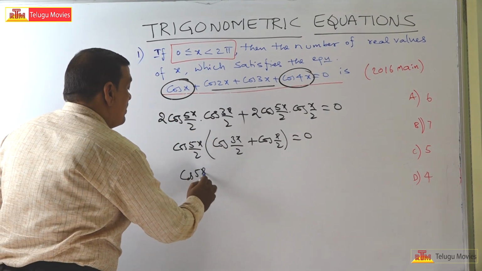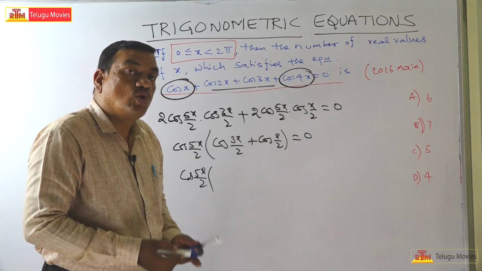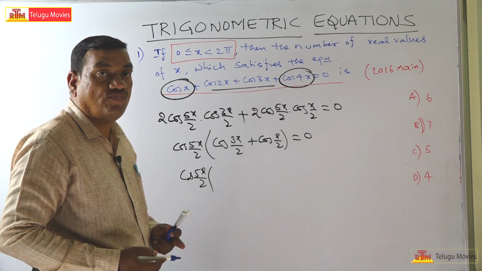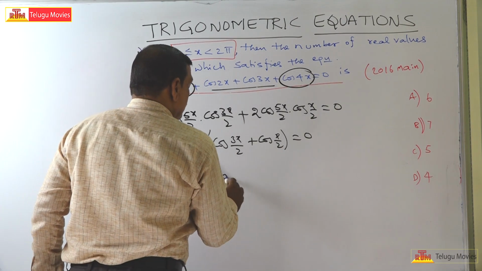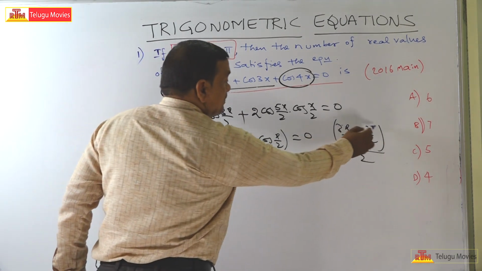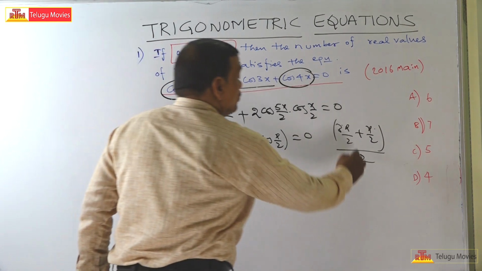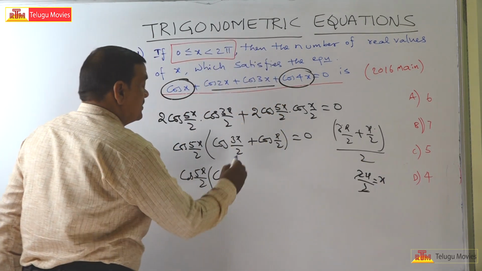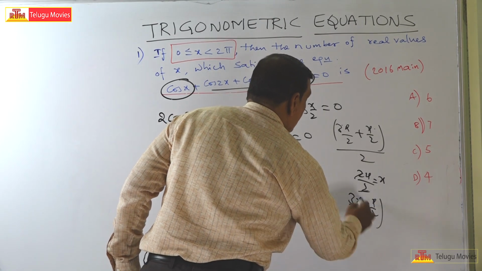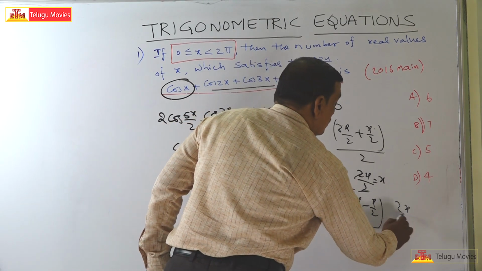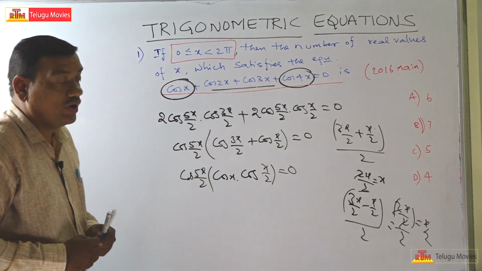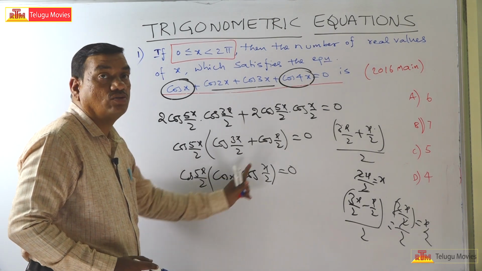Again cos 5x by 2 into, again cos C plus cos D: 2 cos of (C plus D) by 2. First we add: 3x by 2 plus x by 2, that is 4x by 2, divided by 2, that is 2x by 2, which gives x. So cos x. Then cos of (C minus D) by 2: 3x by 2 minus x by 2 is 2x by 2, divided by 2, that is x by 2. So we got cos 5x by 2 into cos x into cos x by 2 is equal to 0.